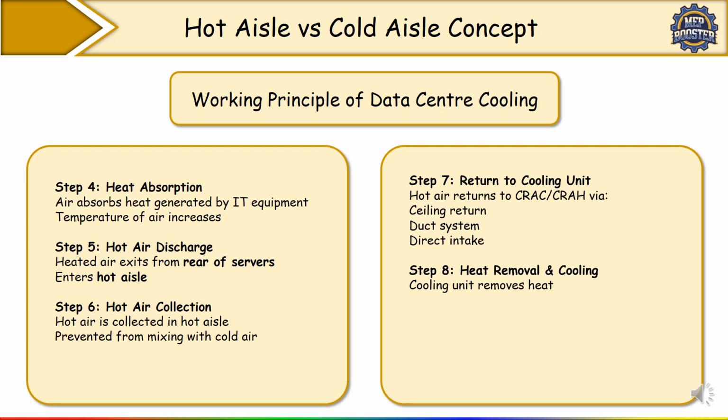And the final next step is what? Heat removal and cooling. So here what happened? The cooling unit removes heat from the hot air. Okay, and uses refrigerant or chilled water system. So this is the core cooling process.